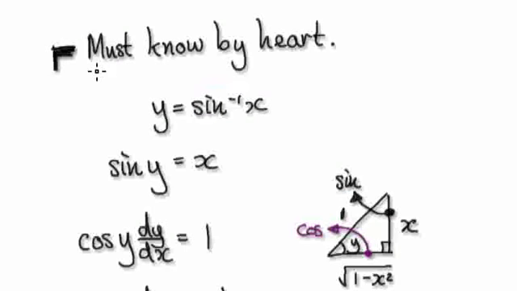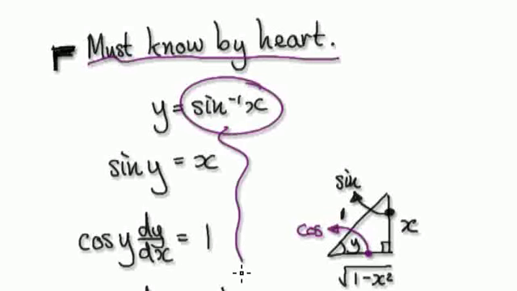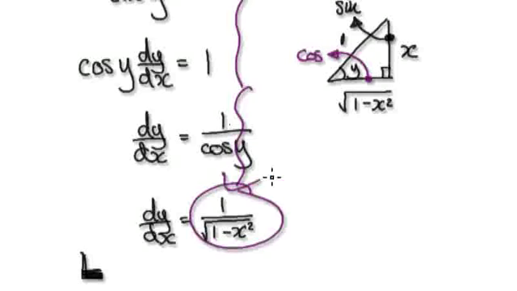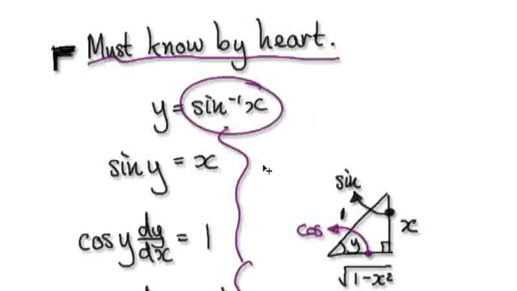By now you should know this by heart. You should be able to get from here all the way down to here by heart. When you differentiate the inverse sine of x, it will give you this, but be able to do this by heart.